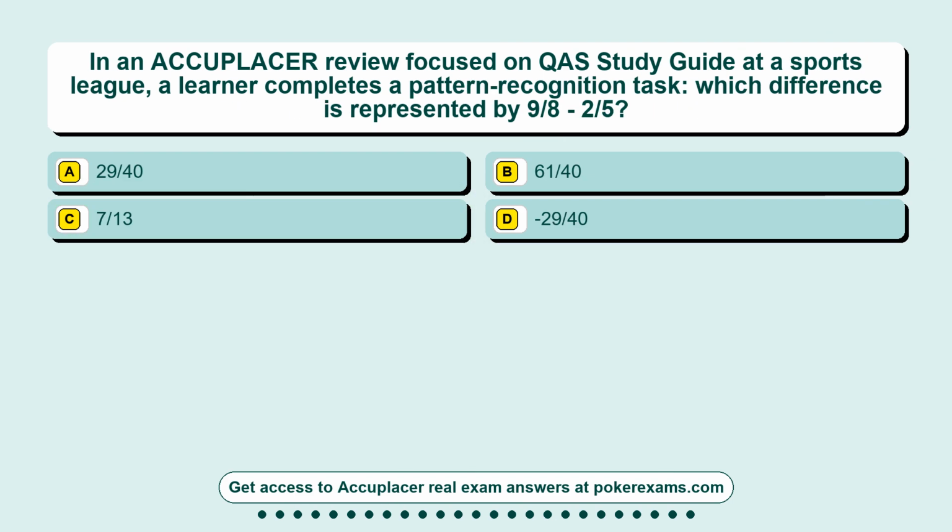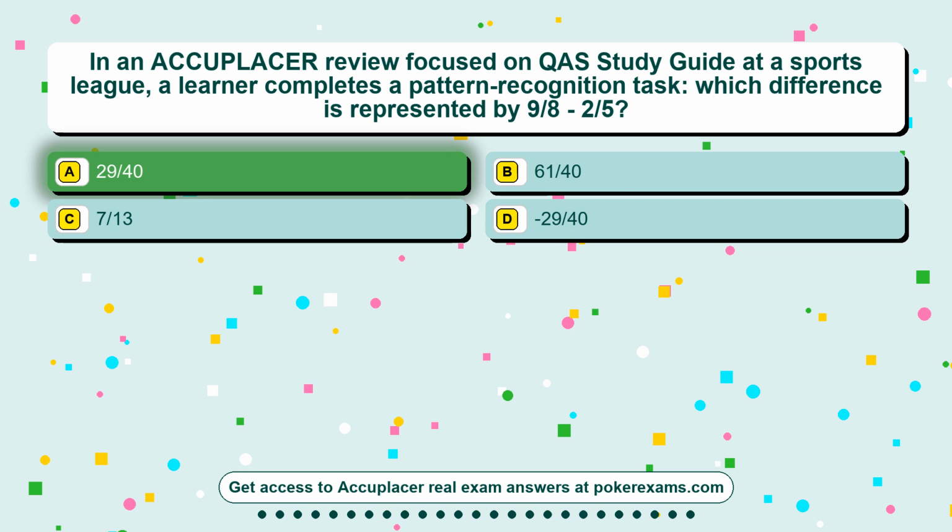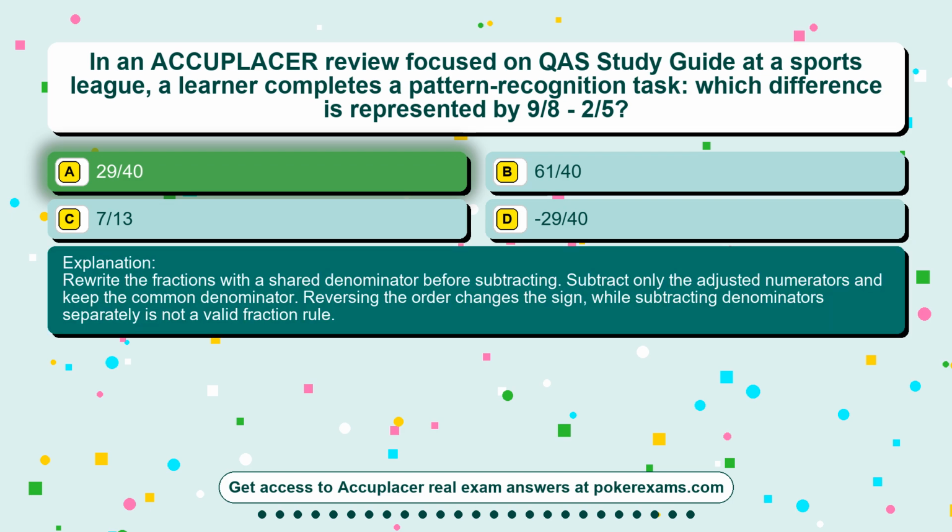Question 15. In an ACCUPLACER review focused on QAS study guide at a sports league, a learner completes a pattern-recognition task. Which difference is represented by 5/8 minus 2/5? Option A 29/40, option B 61/40, option C 7/13, option D minus 29/40. The correct answer is option A, 29/40. Rewrite the fractions with a shared denominator before subtracting. Subtract only the adjusted numerators and keep the common denominator. Reversing the order changes the sign, while subtracting denominators separately is not a valid fraction rule.